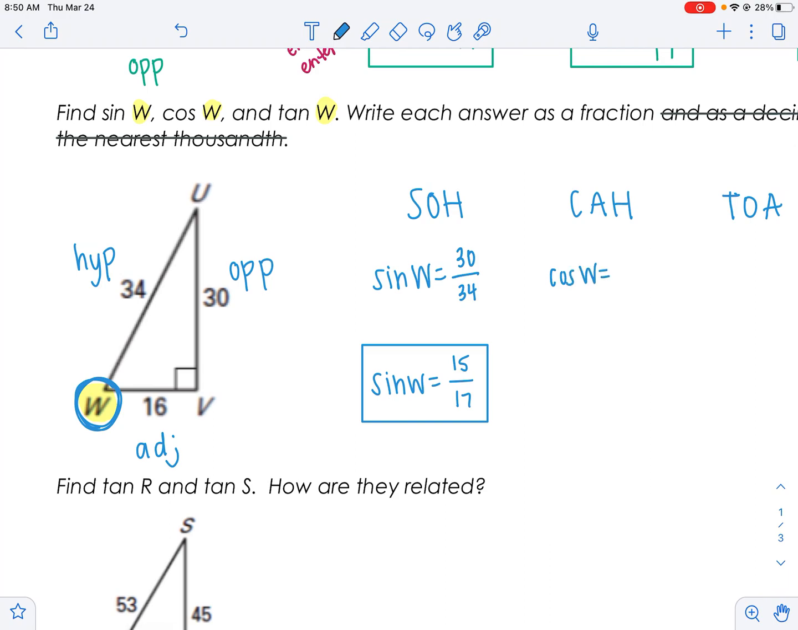Okay, CAH would be cosine. So cosine of W equals A over H. So that would be adjacent 16 over the hypotenuse, which is 34. And then that's also going to reduce down. Those are also divisible by 2. So cosine of W equals 8 over 17.